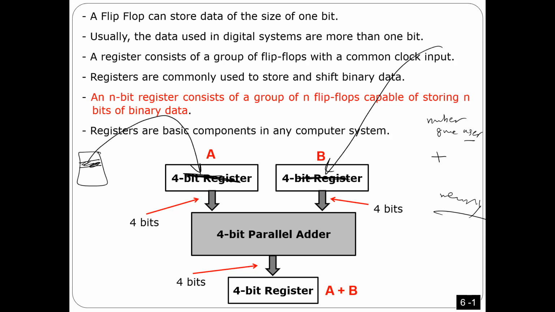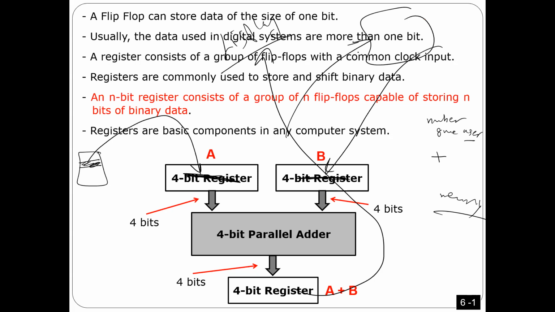Once you do the addition, I have to store the result somewhere. After that, I can take the result from here. I can display it on the screen, or I can store it in memory, for example. That's what you will see in 3130. I used to teach 3130 for many years. In 3130 or in computer architecture, you will see what I'm explaining here. We need registers to store data.